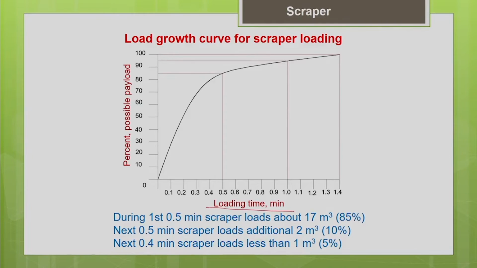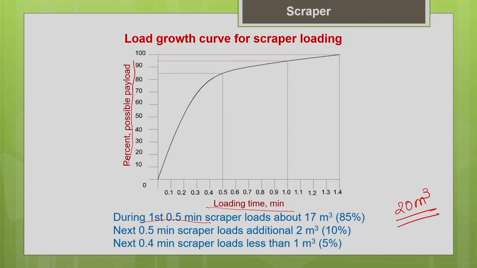We can easily understand that concept by drawing this load growth curve. You have the loading time in minutes on the x-axis and the percentage possible payload on the y-axis. Possible payload in percentage means how much of the maximum capacity of your bowl you have actually filled. So that percentage is what is plotted here. Now you can see that during the first 0.5 minute, say the scraper capacity is 20 meter cube. The maximum capacity of this scraper which we have considered here is say 20 meter cube.